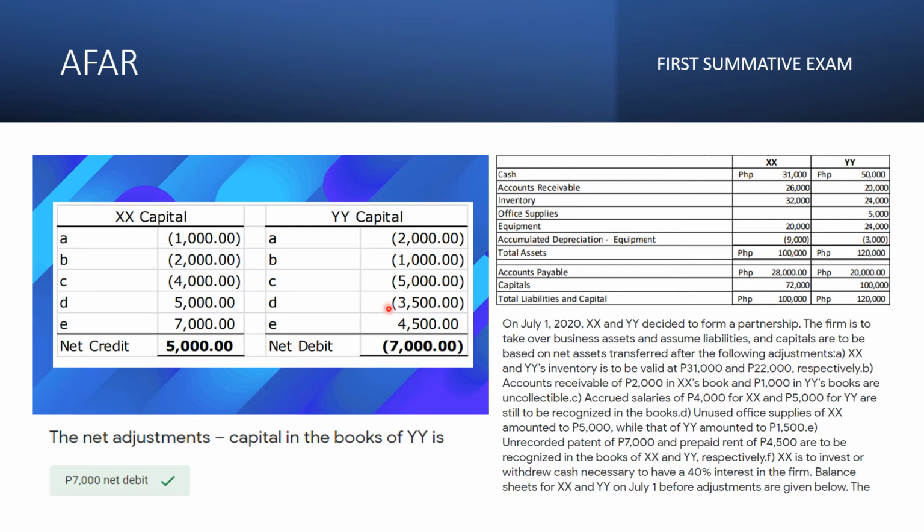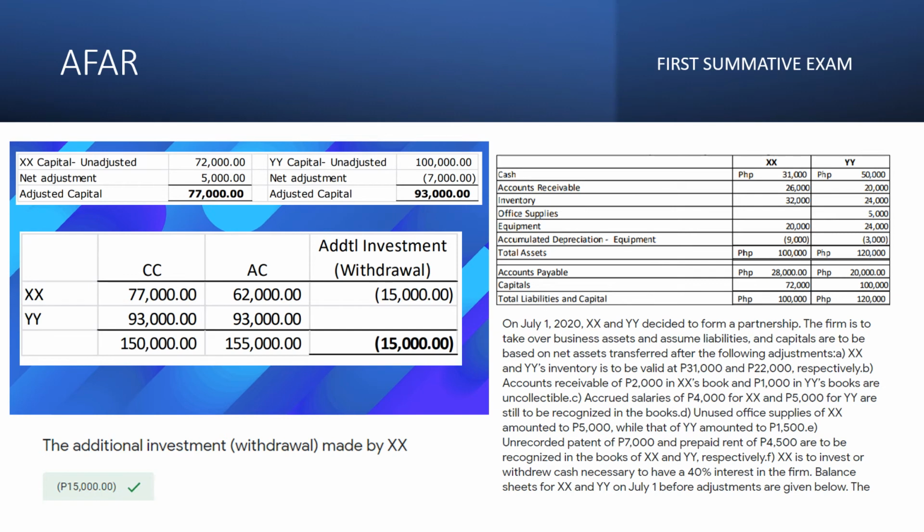And then for letter E, the prepaid rent of 4,500. There's an increase in the assets, so that's a credit to capital of 4,500. Okay, so let's just calculate: 1,000, 5,000, and 3,500 less 4,500. So we have a 7,000 net debit.